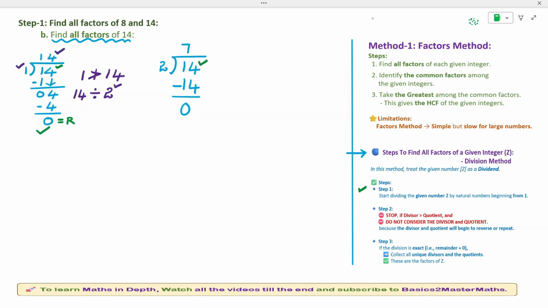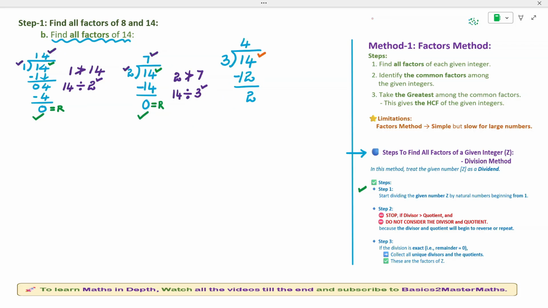When we divide 14 by 2, we get 7 as the quotient and 0 as the remainder. So, this division is exact. In this case, the divisor 2 is not greater than the quotient 7. So, divide 14 by the next natural number 3.